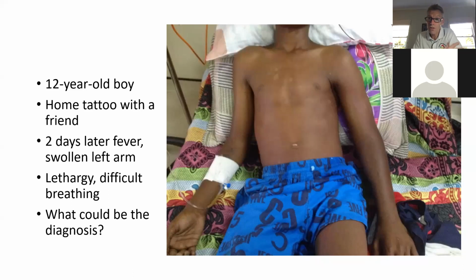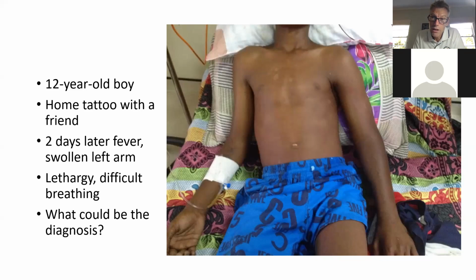Whenever you see a child who's got a swollen, tender arm with a fever, obviously you think of could it be osteomyelitis or septic arthritis or pyomyositis or cellulitis? And when you think of those infections, then you'll be thinking about gram-positive infections, and particularly Staph aureus.